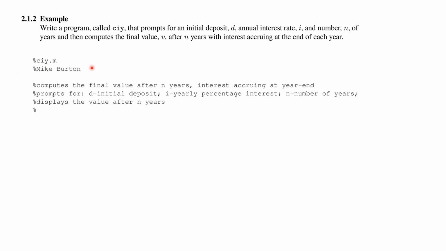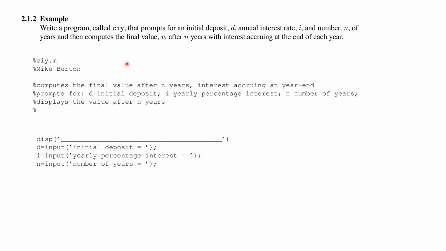I've put this here. Any program you write, you put in comments the name of the program, say what it does, and put your name on it. For every program that you write, put your name on it. This is going to just display a line in the window, and then it's going to prompt for a deposit, interest rate, and the number of years.